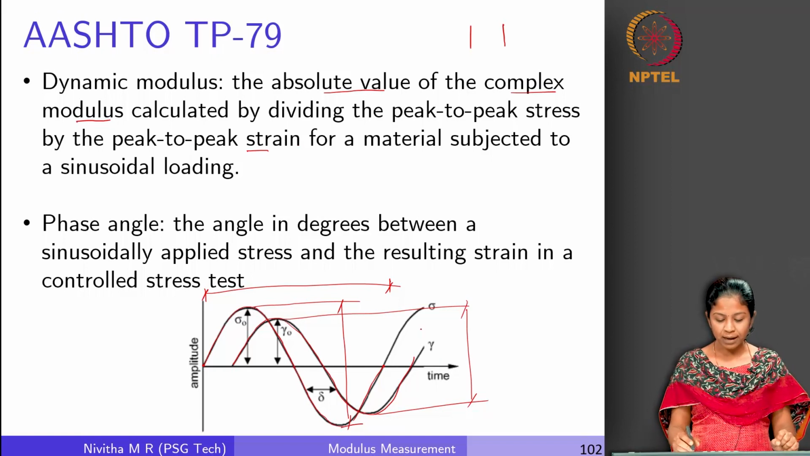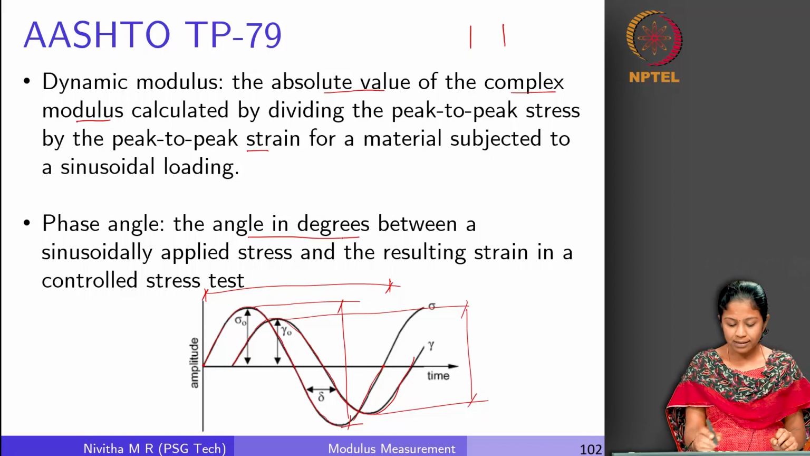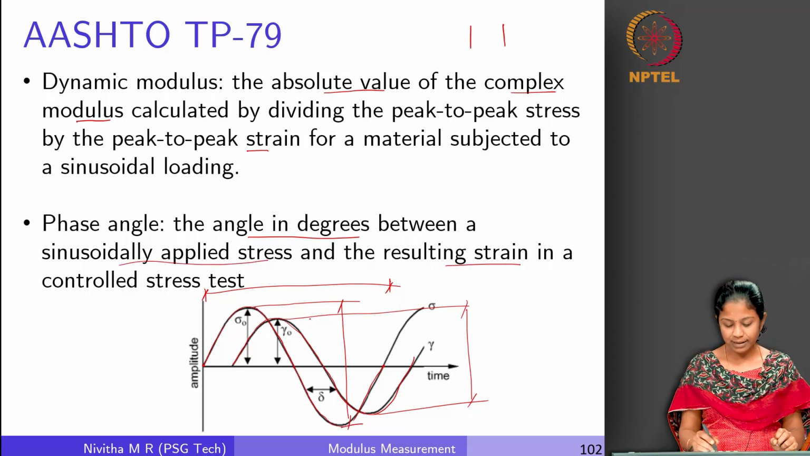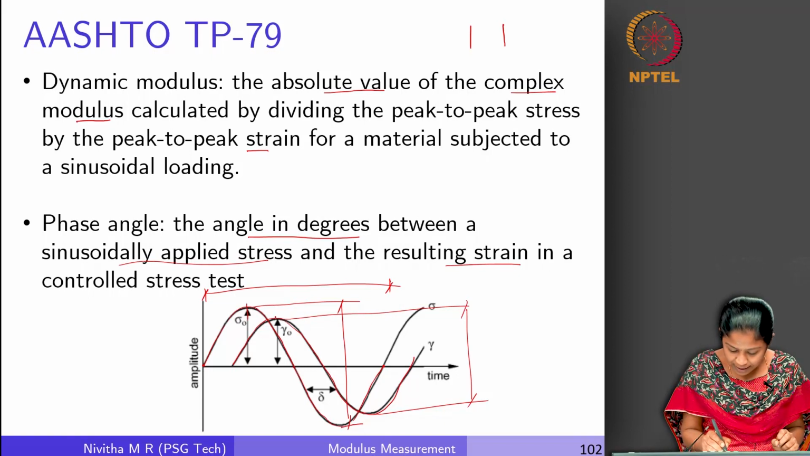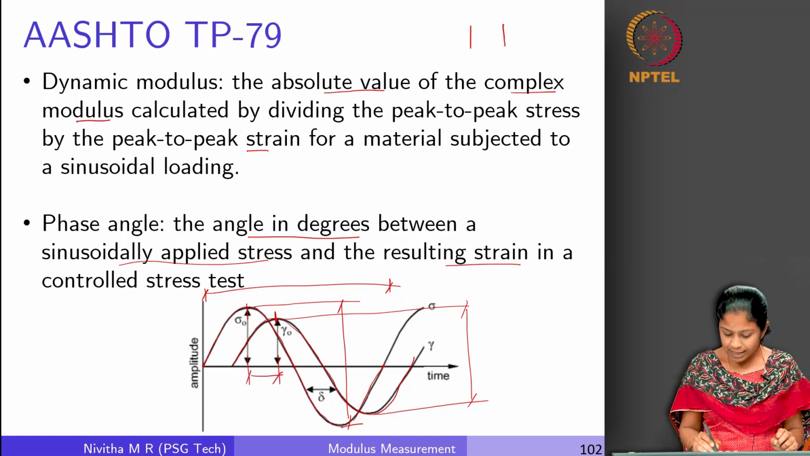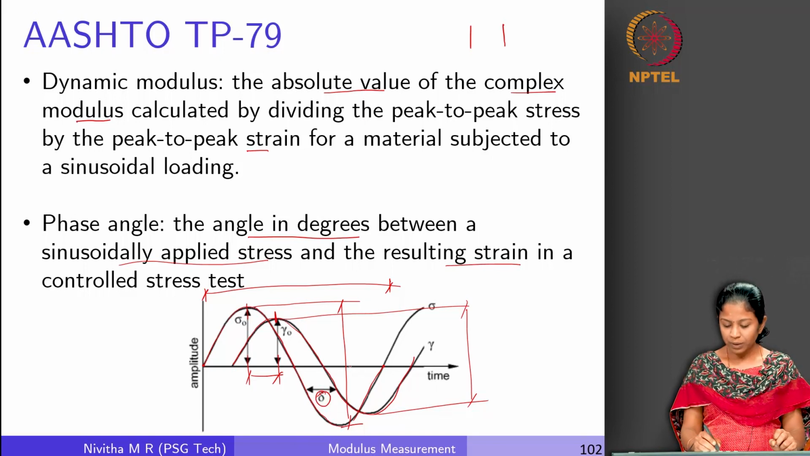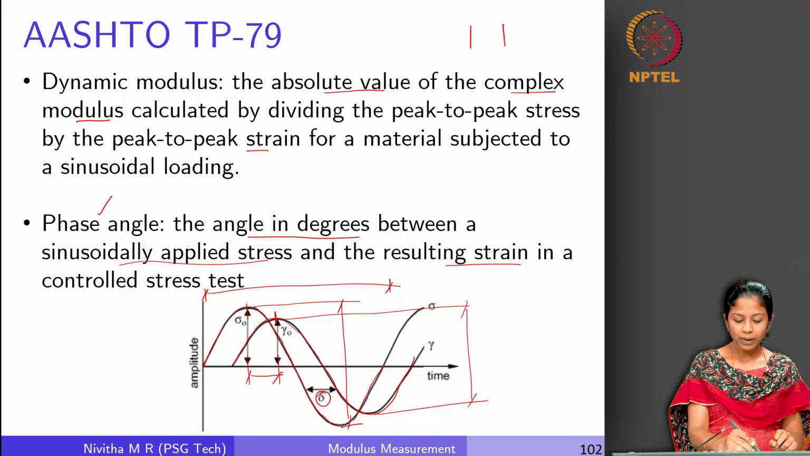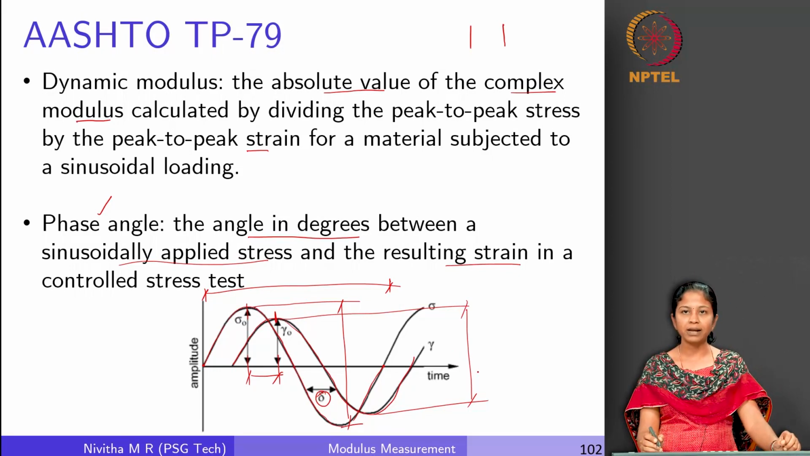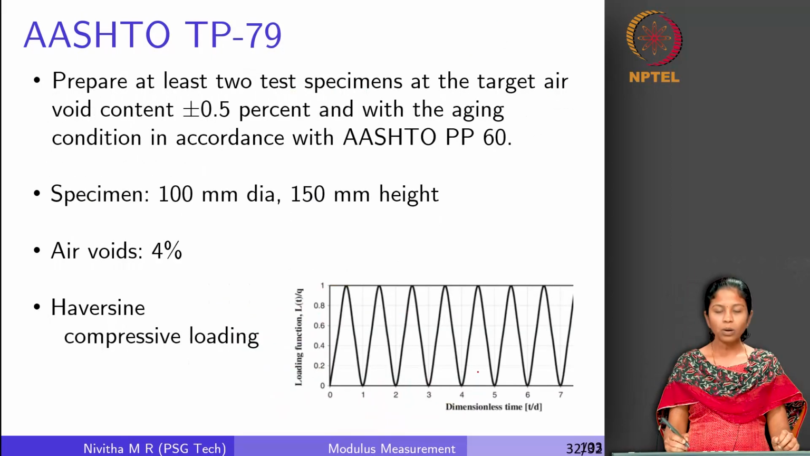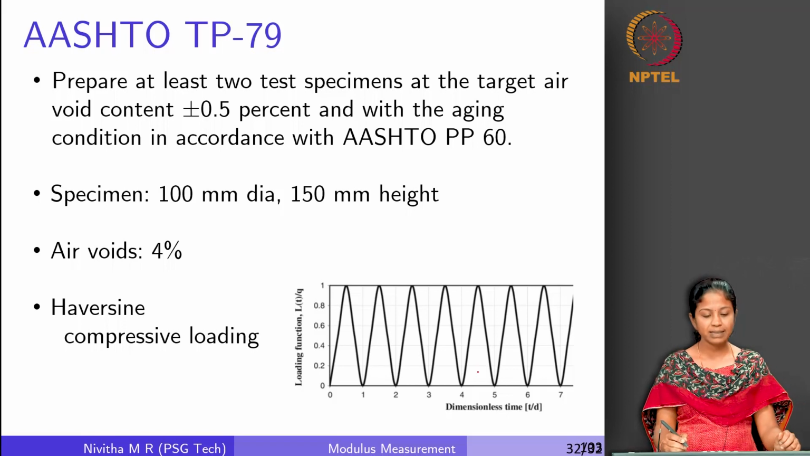And what is phase angle? It is the angle in degrees between a sinusoidally applied stress and the resulting strain. So, if you compute the phase lag between the time in which the stress peak is obtained and the time in which the strain peak is obtained, you can see here it is given as delta with respect to the cycle time, that we call the phase angle. All these details are already explained in the lecture by Dr. Neetu Roy.